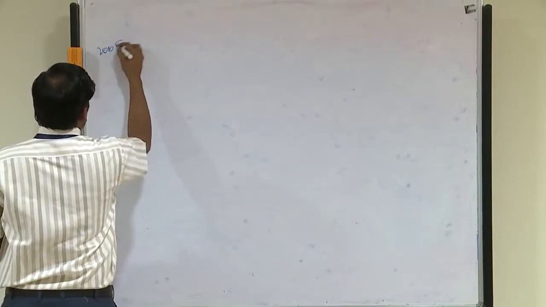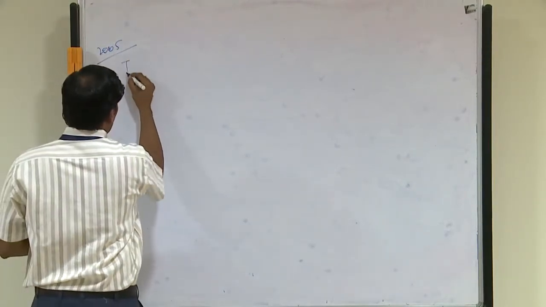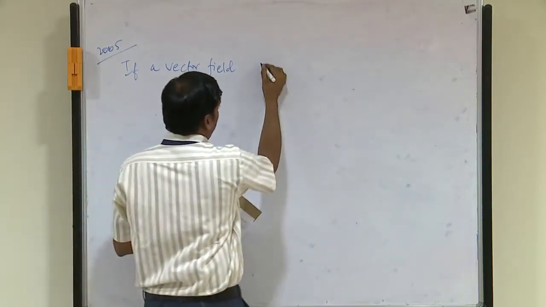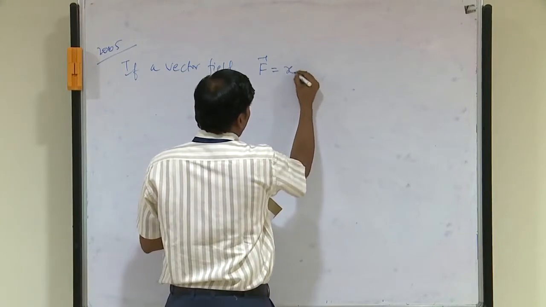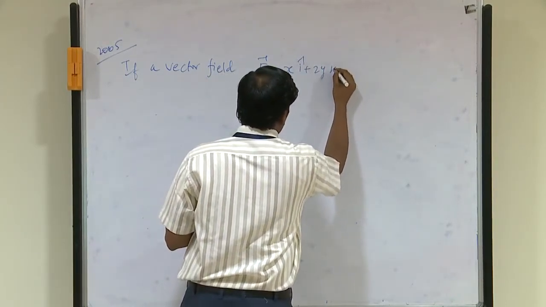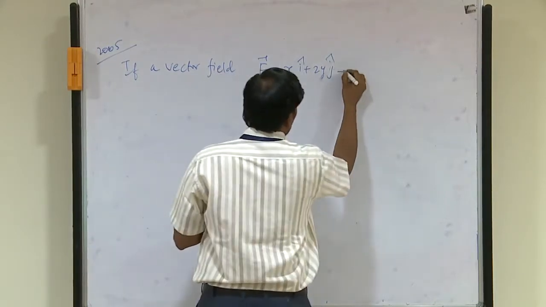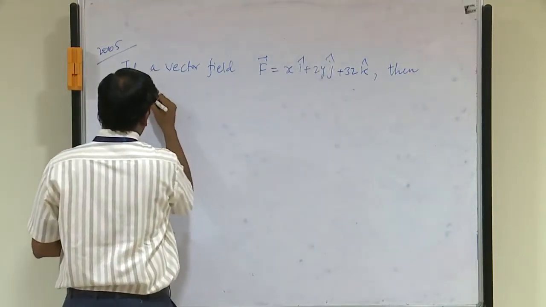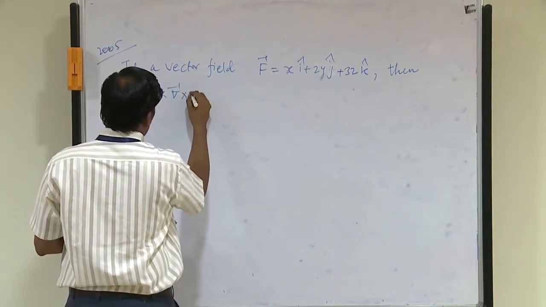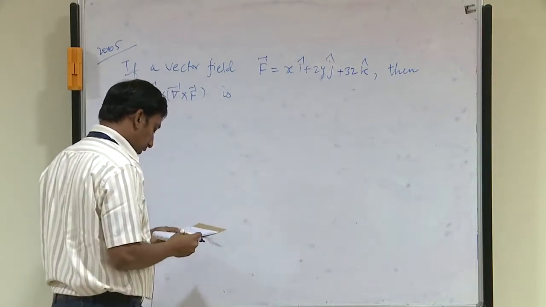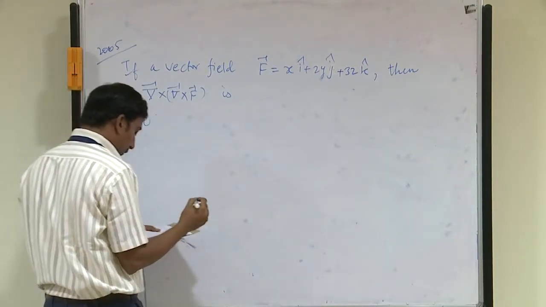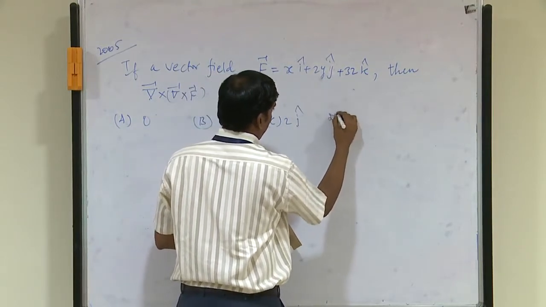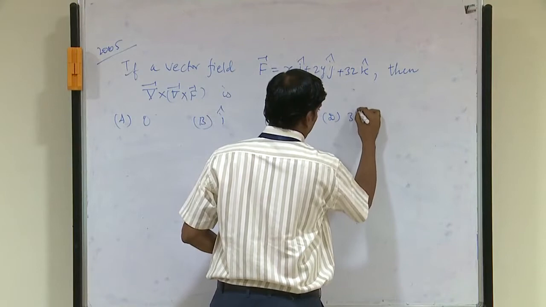(2005) if a vector field F is equal to x i cap plus 2y j cap plus 3z k cap, then curl of curl F is 0, or I cap, 2 j cap, or 3 k cap.